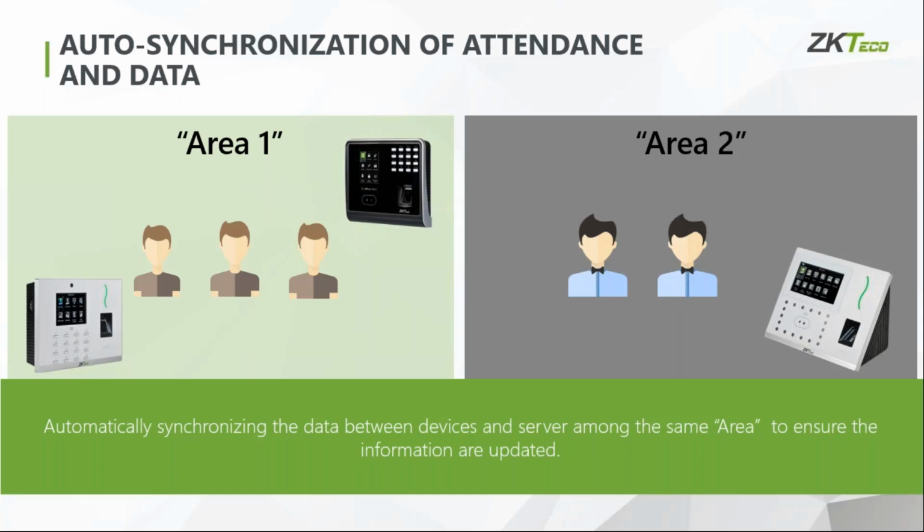So basically, if you have one country, 10 machines, and you want to synchronize all the data through the web itself, just assign all the devices to a single area. So all the data will be synchronized automatically. The data includes employee information, biometrics like fingerprint, face, finger vein, everything. All the biometrics supportable from the ZK machines will be synchronized automatically.